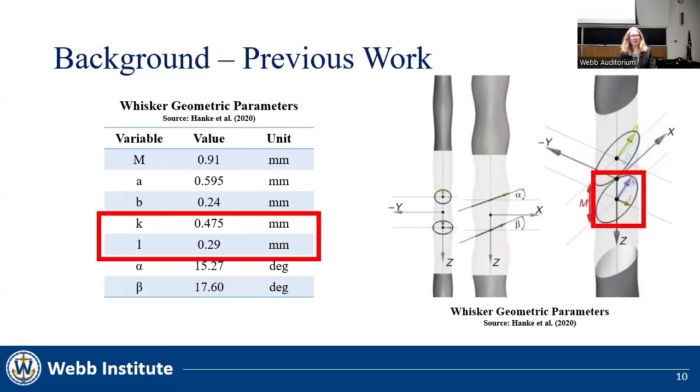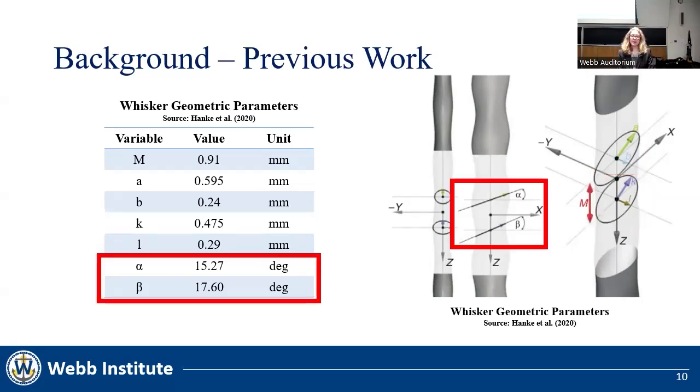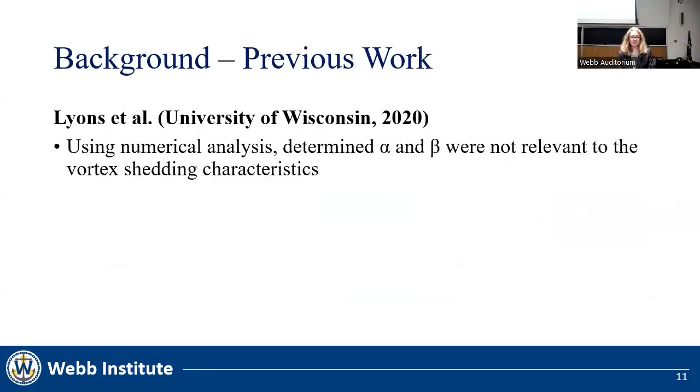K and L are the major and minor radii, respectively, of the other ellipse. And rather than having the ellipses oriented parallel to the flow, they're slightly angled. Alpha and beta are these angles between the ellipses' orientations and the incident flow direction.